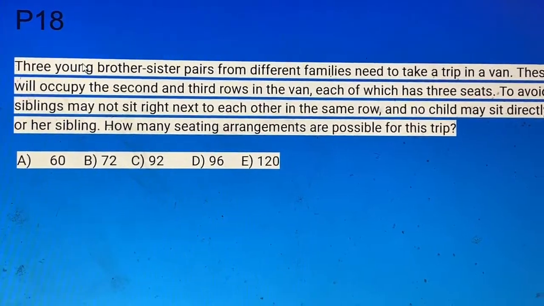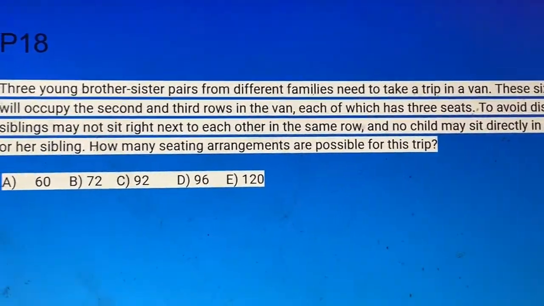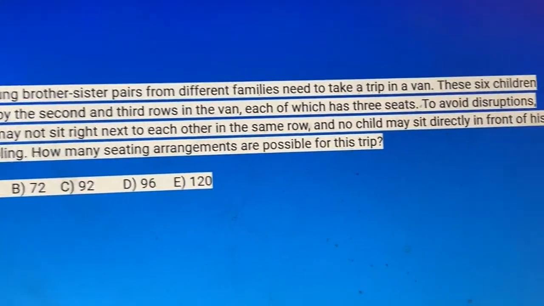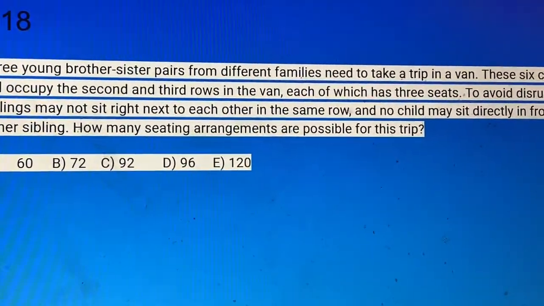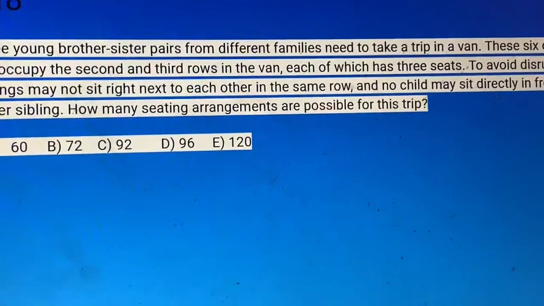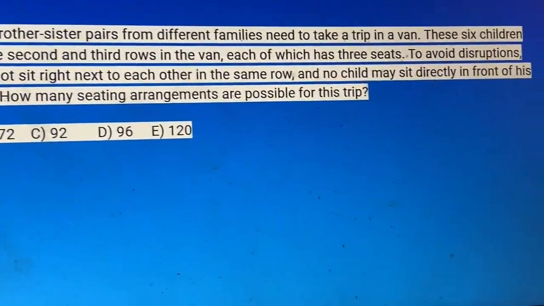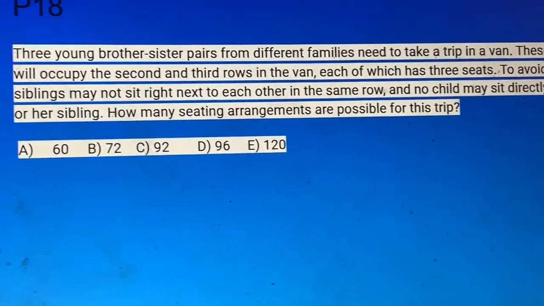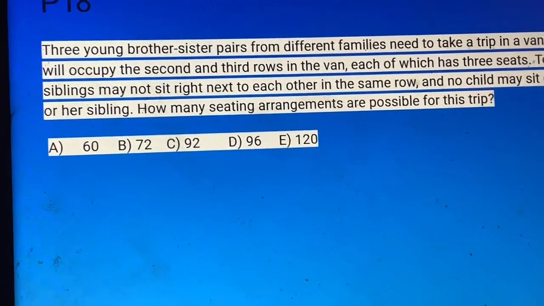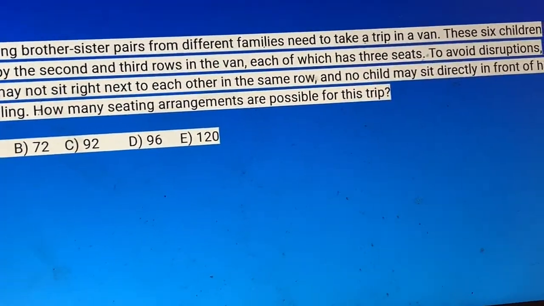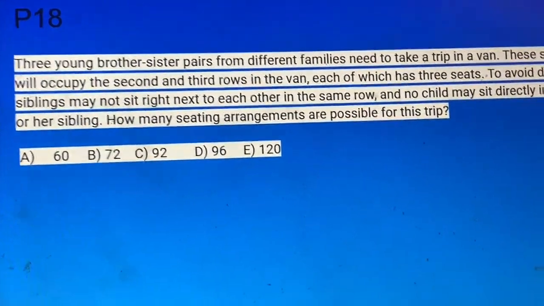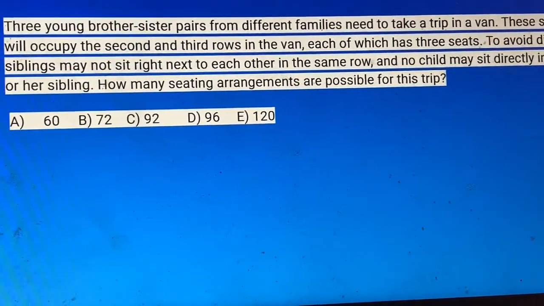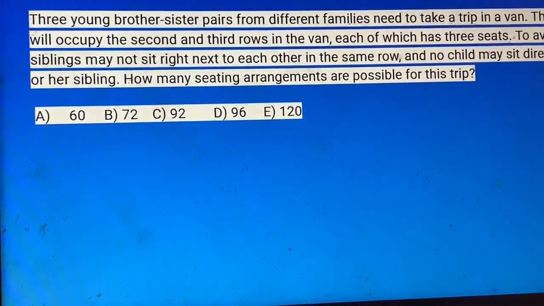Next problem. Three young brother-sister pairs from different families need to take a trip in a van. These 6 children will occupy the second and third rows in the van, each of which has 3 seats. To avoid disruptions, siblings may not sit right next to each other in the same row, and no child may sit directly in front of his or her sibling. How many seating arrangements are possible for this trip?